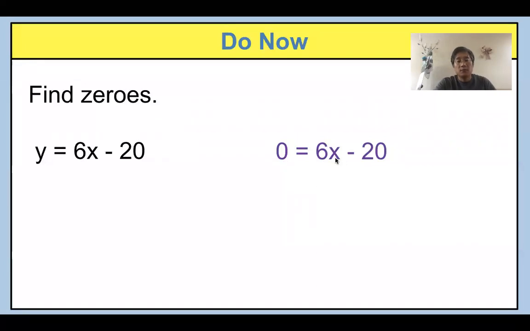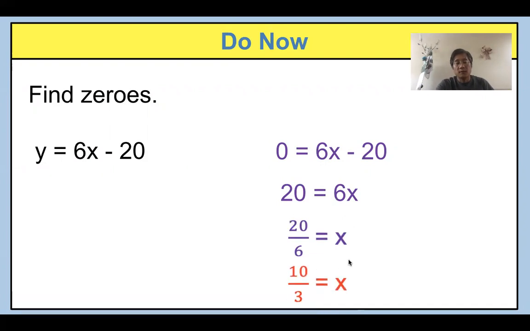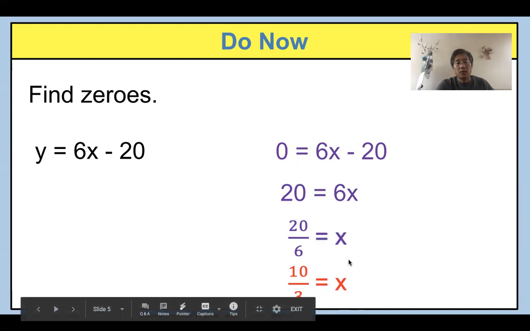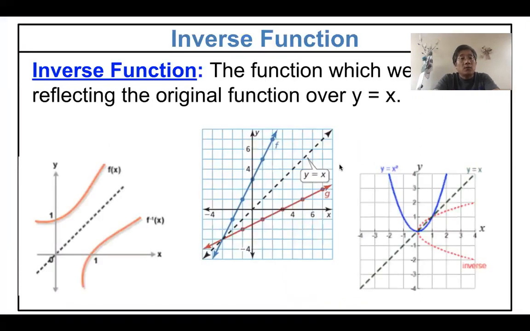So now to solve for x, what should you do? You move 20 to the other side by inverse operation. It's a minus, then you add 20. Now what should you do? Yes, you divide by 6 both sides, right? And don't leave the answer like this. If you can simplify, you are supposed to simplify. So it's gonna be 10 over 3. Does everybody understand? Now let's move on to our lesson.